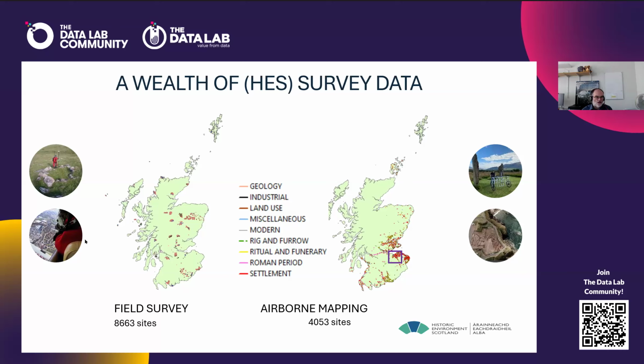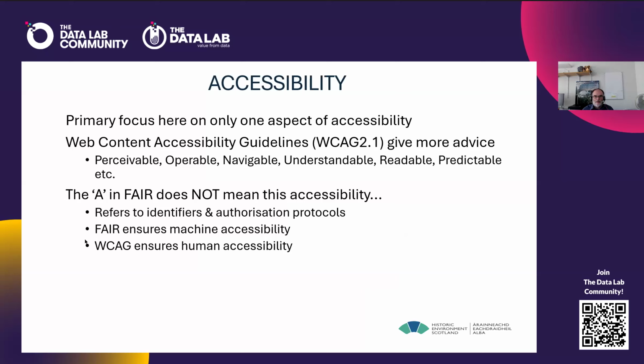As I say, there's a wealth of information in reports, but it's all very much project focused, and nobody thinks about how to aggregate data across different projects so that somebody who's not an archaeologist can read the data consistently. So we're talking about accessibility. I'm mainly thinking about FAIR data, by the way, but when I'm talking about accessibility, the primary focus is on web content accessibility, not the A in FAIR, which refers to identifiers and authorization protocols and machine accessibility. We're looking at the human accessibility side of the data.